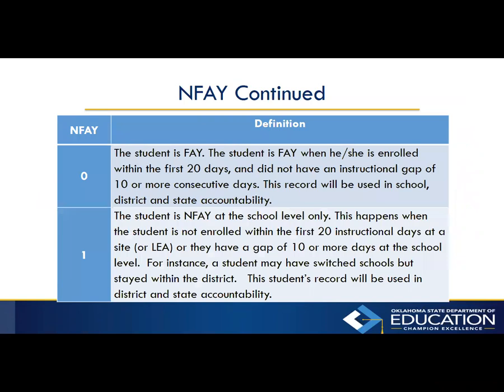Just letting you know that an NFAY equal to 0 would be a student who is FAY, so their full academic year. If their NFAY equals 1, it's a student not FAY at the school level. This happens when a student is not enrolled within the first 20 instructional days at a site, or they have a gap of 10 or more days at the school level. For instance, a student may have switched schools but stayed within the district, so they would be an NFAY 1.